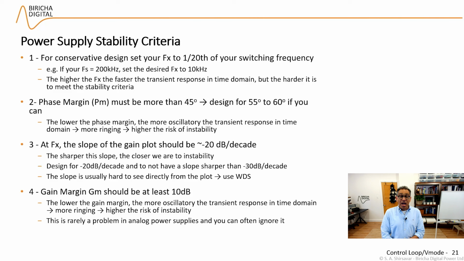In order to achieve this, we need to shape our Bode plot to look like this and meet the stability criteria. We use something called a compensator, and we're going to discuss how we design one of these for a buck converter in the next video.